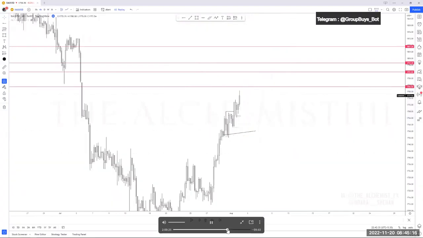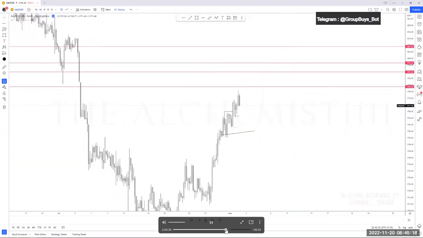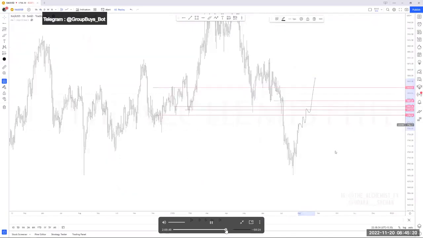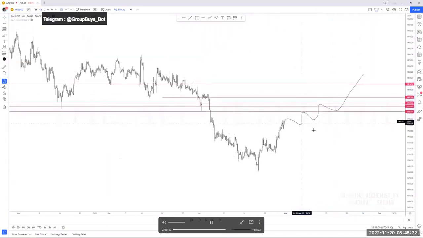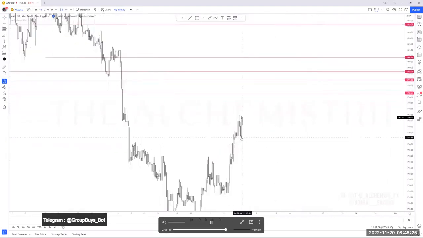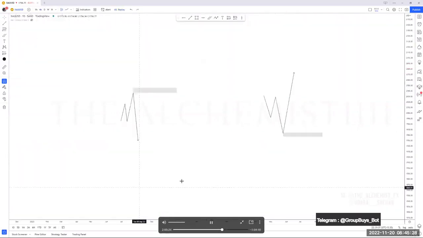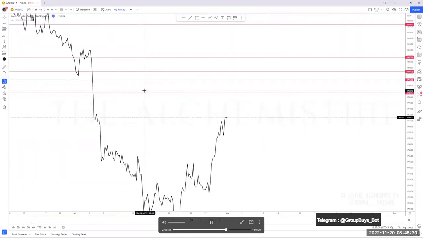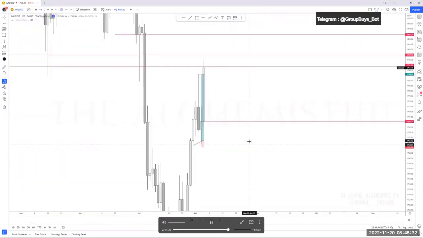So, let's wait. Go to the 4-hour, see what the 4-hour has to offer. On the 4-hour, of course, now we have what? A breakout structure. Yeah, breakout. Can you see it? Okay, you get the point.